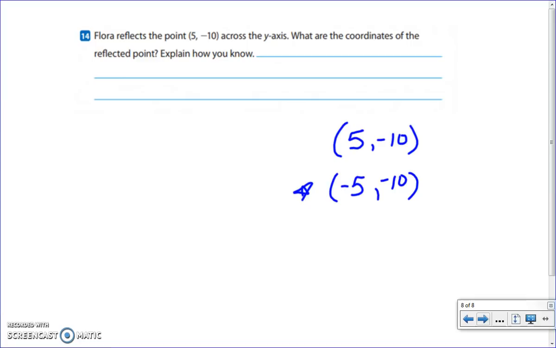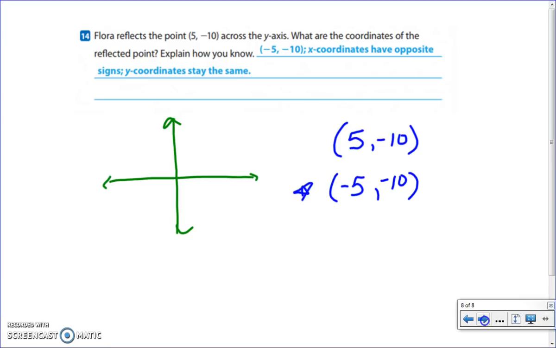I know this because when we reflect across the y-axis, the y value stays the same and the x value is the opposite value. So -5, -10, x-coordinates have the opposite signs, y-coordinates stay the same. If we weren't convinced, we could always sketch on the coordinate plane. Here's 5, -10, somewhere down here. It's opposite if we're reflecting across the y-axis. Then it would be the same distance on this side. It would be in the third quadrant.